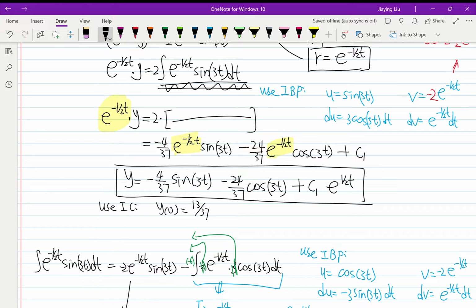Because sine of 0 is 0, cosine of 0 is 1, e to the 0 is 1. So you really don't have to worry about sine and cosine or the exponential part. You just deal with C1, negative 24 over 37, and then y. It turns out very nice.